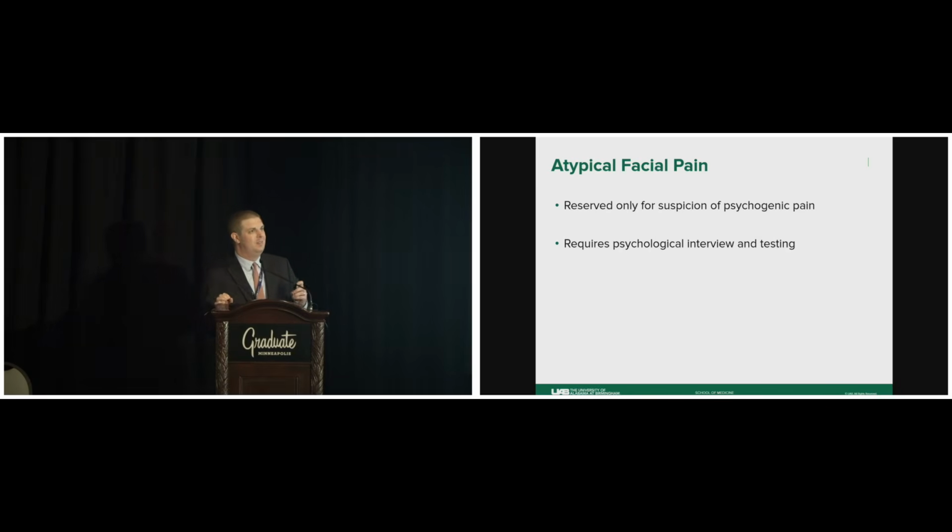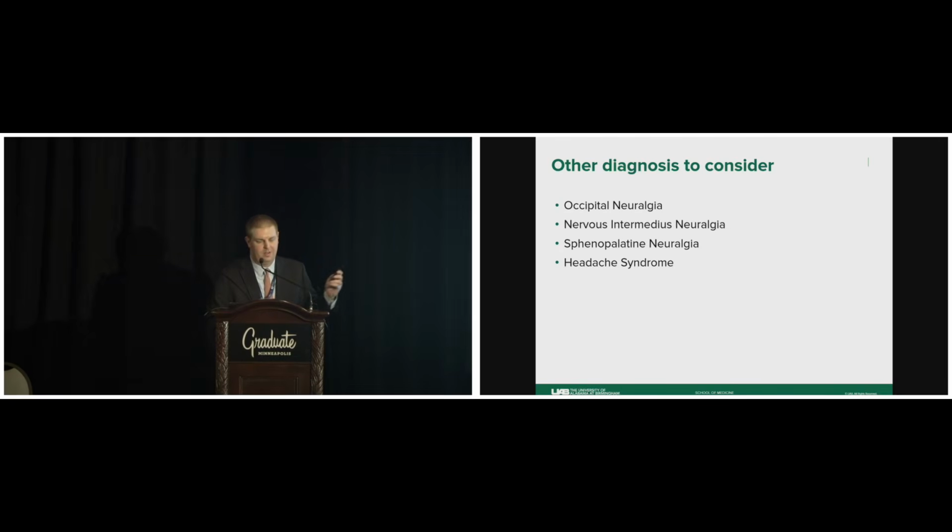What I like about this classification is it saves atypical facial pain for less than 1%, suspicion of psychogenic pain. Because atypical facial pain started getting thrown around in the literature, especially for anything that wasn't type 1 trigeminal neuralgia. So this should be something that's very rare. And there's all sorts of other things out there. Endless.